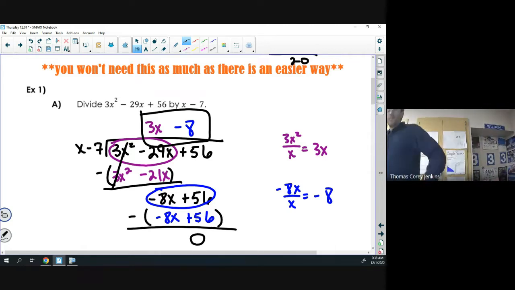Where did I get the minus 21? I'm taking 3x times x minus 7. So 3x times minus 7 is minus 21x.